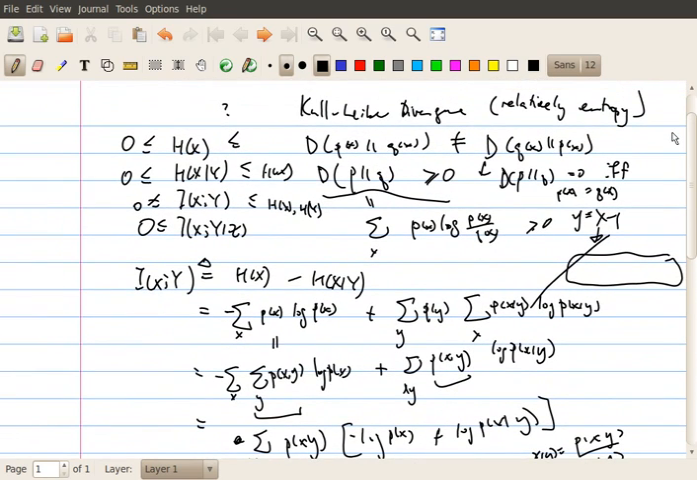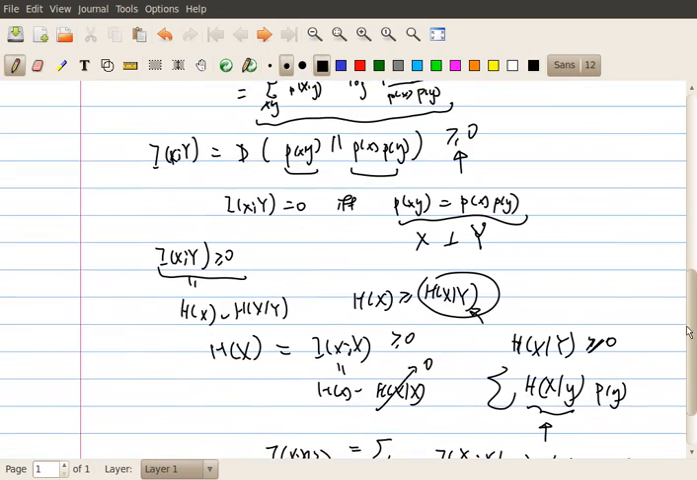And for H(X), what I can show is that it will be bounded by the log of the cardinality, the size of the set of X. Let's see how I can show that.